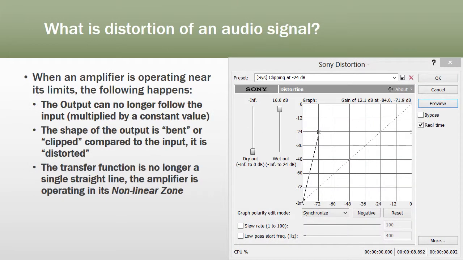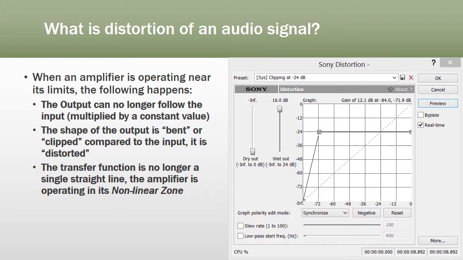Then, what is distortion of an audio signal? When an amplifier is operating near its limits, the following things happen. First, the output can no longer follow the input. Then, the shape of the output becomes bent or clipped compared to the input. This difference in shape is what makes us say that the signal is distorted.